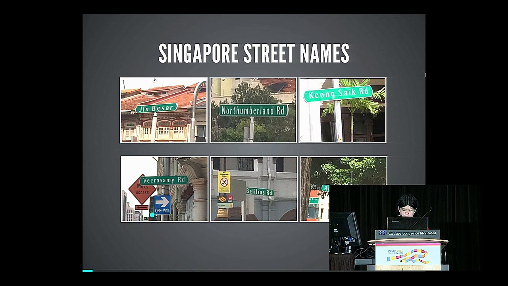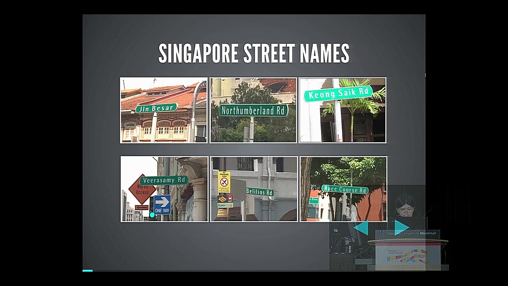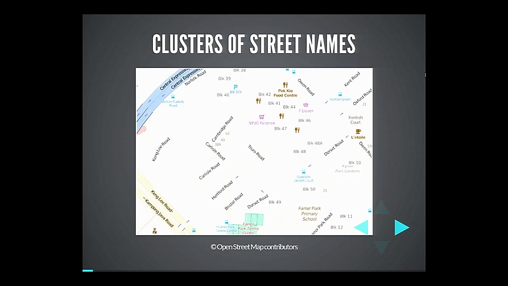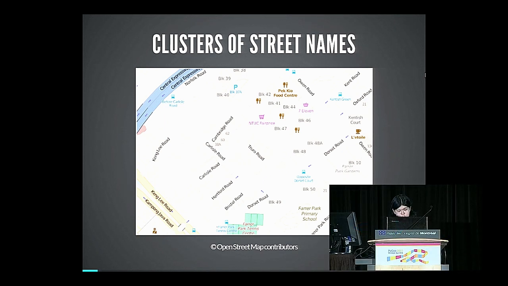we also have names from the British colonists, like Northumberland Road. There are also names from South China, like Keong Saik, South India, like Veerasamy, and many others. For example, Belilios is a Jewish name. And then, of course, you have these generic names like Racecourse Road. But while the road names are diverse, they aren't homogeneous. There are lots of little clusters of road names of similar linguistic background. For example, here we see a British cluster. We have names like Cambridge, Carlisle.